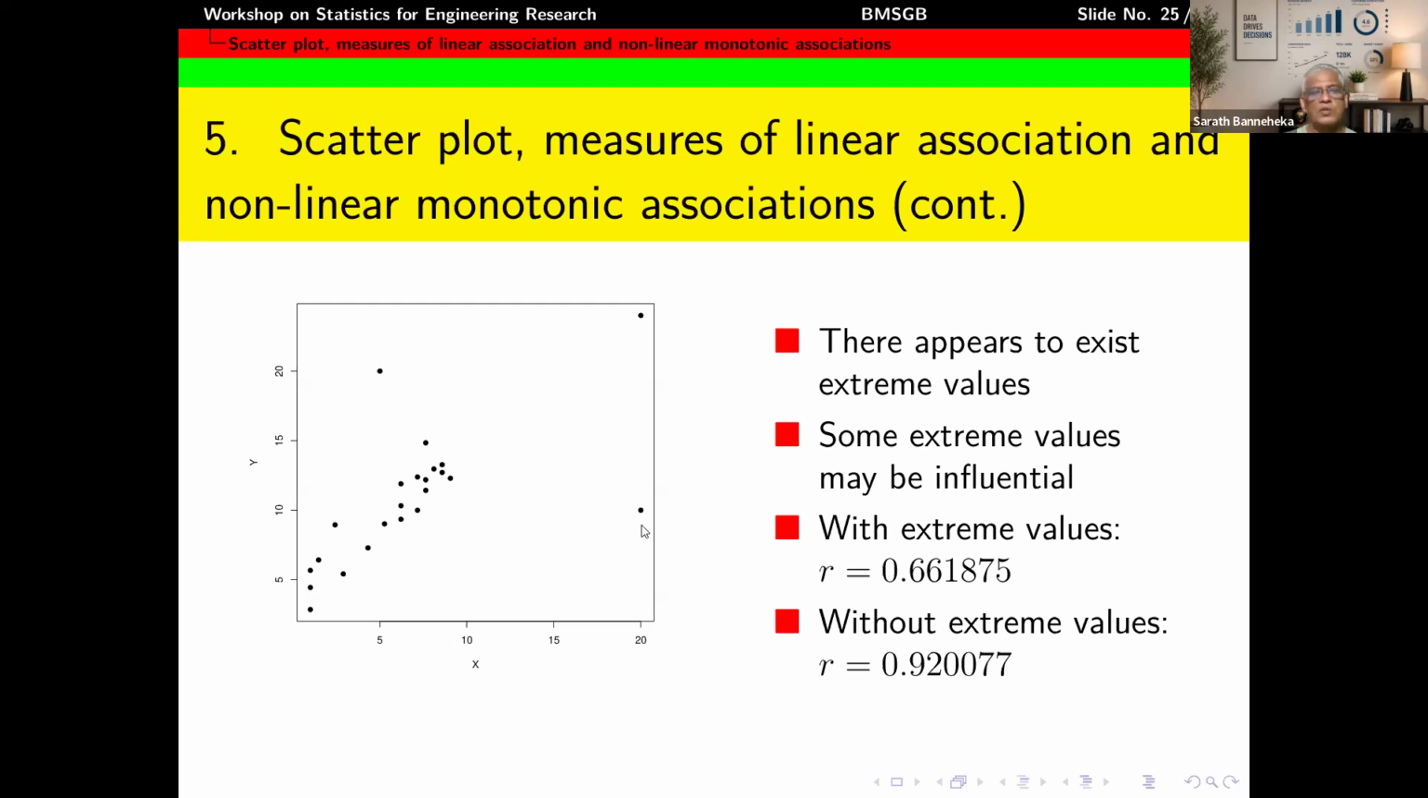On the other hand, this observation, the y value is within the range of the bulk of the observations, but the x value for this observation is much larger than the maximum of the x values. It is not in this range, right? So this may be an extreme value with respect to its x value, but may not be with respect to the y value. On the other hand, this observation may be an extreme value with respect to its x value as well as with respect to its y value.